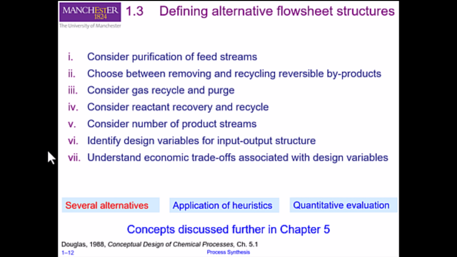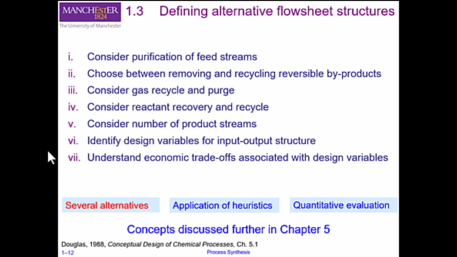Next, we considered how alternative flowsheet structures can be defined, and here I have listed 7 main issues that we should be considering. Obviously, we can consider more things, but these are the main points that we should be considering in evaluation of alternative flowsheet structures. We will look at these issues in much more detail in chapter 5, when we will discuss flowsheet structures and recycles.